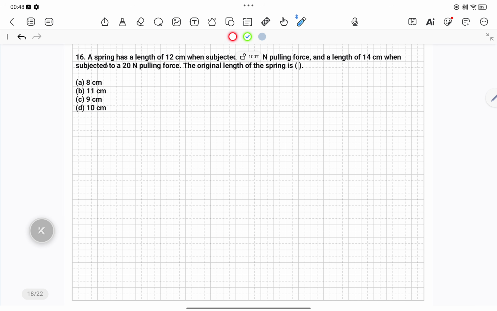Now move to question number 16. A spring has a length of 12 centimeter when subjected to 10 newton pulling force and a length of 14 centimeter when subjected to 20 newton pulling force. The original length of the spring is. Here, suppose this is the spring 1 and we are applying a force of 10 newton and its length is 12 centimeter. Suppose this is x1 which is 10 centimeter, and now we are applying a force of 20 newton.